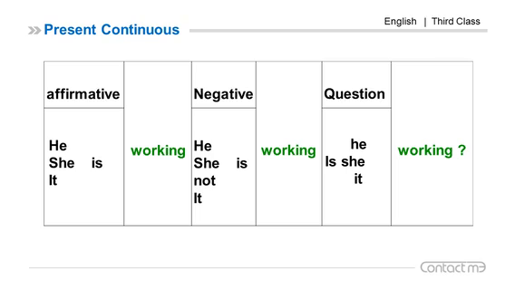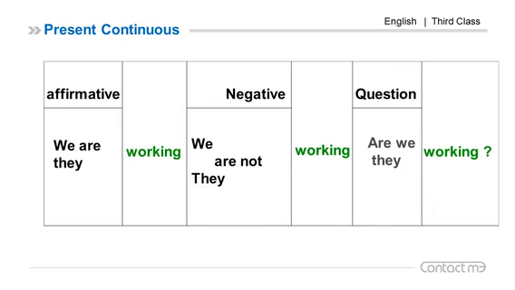The third person singular, 3 pronouns, he, she, it is working, affirmative sentence. He, she, it is not working, negative sentence. Is he or is she, is it working, question. The last pronouns, we, they are working, affirmative sentence. We are not, they are not working, negative sentence. Questions, are we working or are they working?